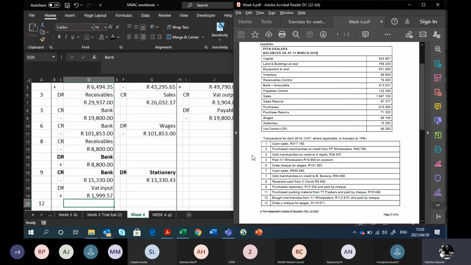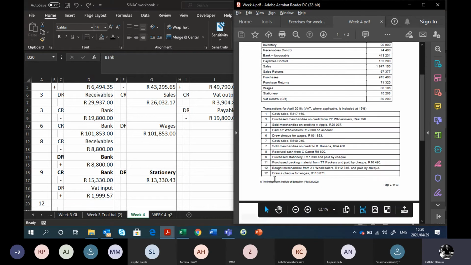Then the 12, I think I'll do the 12. Drew a check. Which 12 am I doing? Bought merchandise from XY wholesalers for that amount and paid by check. Okay, so your inventory is going up with the exclusive amount of that amount, and then your bank account is going down with this full amount, and your input VAT is going up with the VAT amount.